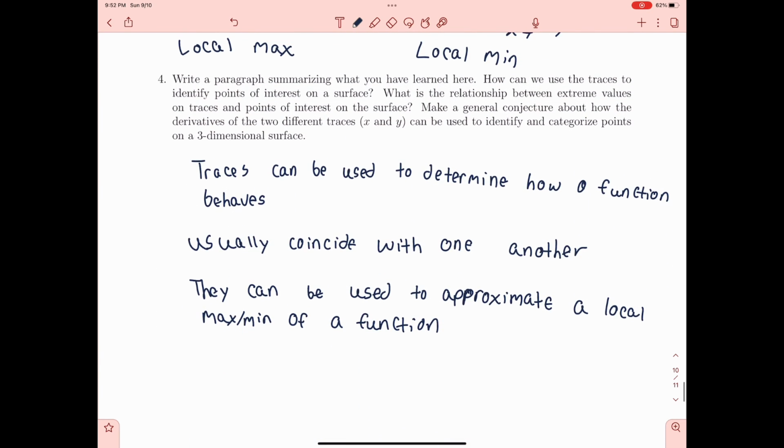So, what have I learned from this project? Traces can be used to determine how a function behaves, kind of like a topographical map. And these values, taking traces and points of interest, usually coincide with one another, like how a mountain peak would coincide with close together lines on a topographical map. And taking the derivative of the different traces can be used to approximate the local max or min of a function.